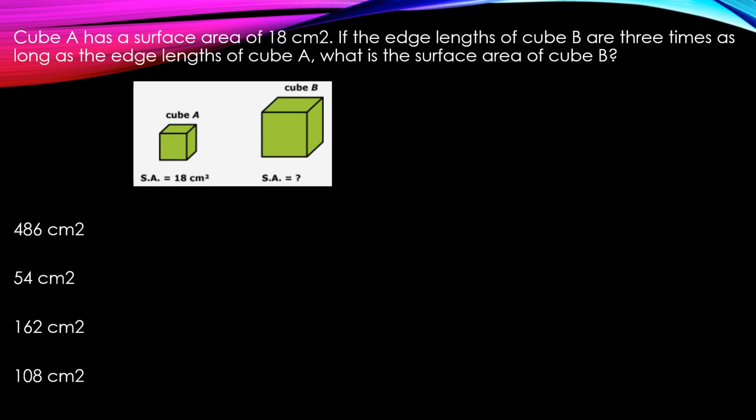Alright, next question. We have cube A and cube B here. It says that the edge lengths of cube B are 3 times as long as the edge lengths of cube A. What is the surface area of cube B? For this question, I'm going to tell you right now that the answer is 162, and if you feel like moving on, you may do that.